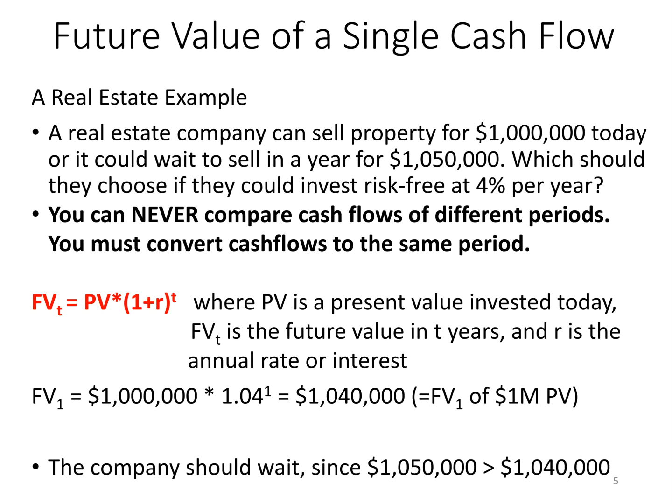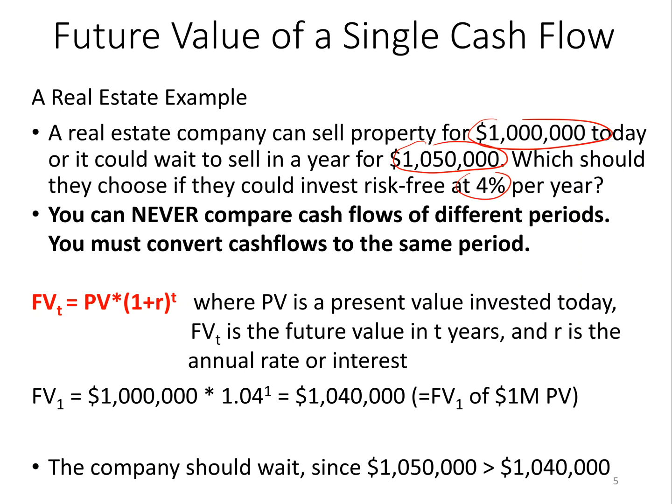So let's start off with a real estate example. A real estate company can sell a property for $1 million today with certainty, or they could wait and sell it for $1.05 million with certainty 1 year from today. Which should they choose if they can invest risk-free at 4% per year? I can calculate the future value of both alternatives, or the present value of both alternatives, and that's how we compare which one we should do.